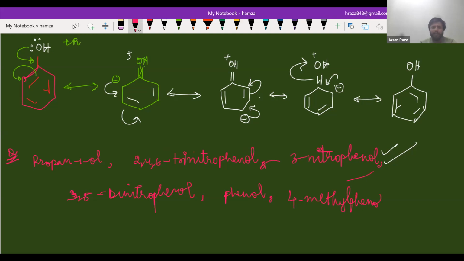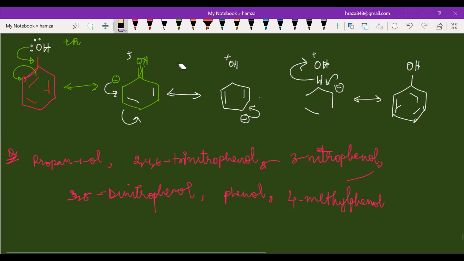First, I want to tell you that NO2 will have minus R effect and minus I effect. NO2 has a property of minus R and minus I. If you have any doubt in this compound, please ask me. I'm going to read it. First one is propan-1-ol. Second one is 2,4,6-trinitrophenol. Third one is 3-nitrophenol. Fourth one is 3,5-dinitrophenol. Fifth one is phenol. And sixth one is 4-methylphenol. First, you are going to write the structure of it. Then you will get it easily.